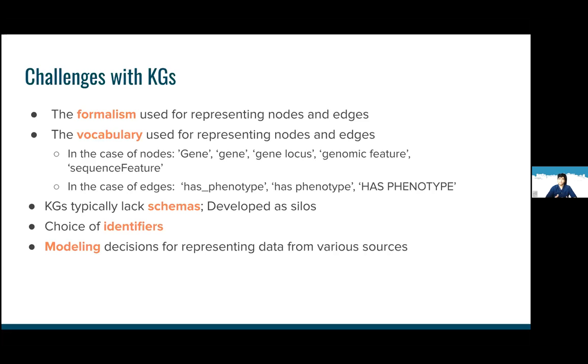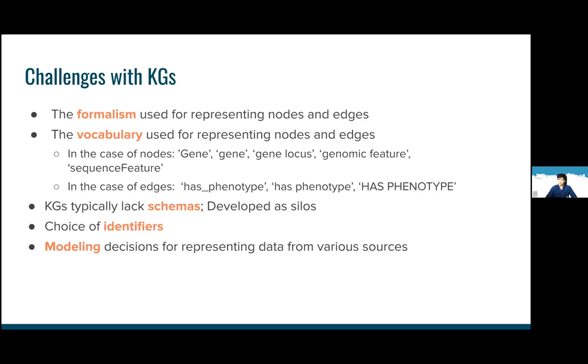And the choice of identifiers across graphs can be different. For example, just to take the human gene, there can be at least 4 different ways of referring to the same human gene. You can use the NCBI gene identifier, the Ensembl identifier, an HGNC identifier, or even gene symbols. And these different styles of representation make it difficult to work with the same entity across graphs.